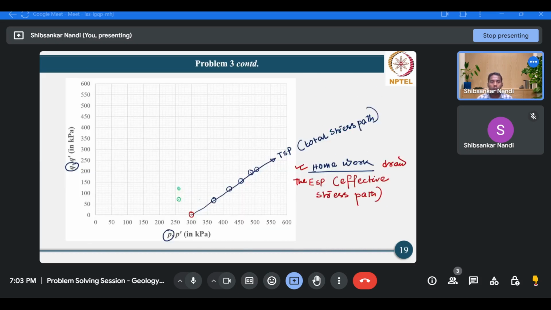Okay, so I have left one problem for you, so I didn't solve it fully. The total stress path I have only drawn, and the remaining part is plotting the effective stress path. So I will request all of you, please try this problem at your home, and if you face any difficulties, please let me know in the upcoming session.